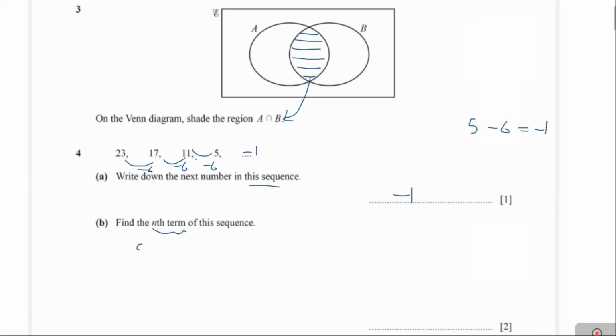Next is find the nth term of this sequence. Now the nth term of this sequence is an plus b. A is the term rule value. Here the term rule value is minus 6. Now we write it minus 6n, and b is the difference between 23 and minus 6. Now we write it here: 23 plus 6, that is equal to 29. Therefore, we write 29. You should remember you can calculate b by taking the difference from the first value to the term rule value. The answer is 29. Therefore, the nth term value is minus 6n plus 29.